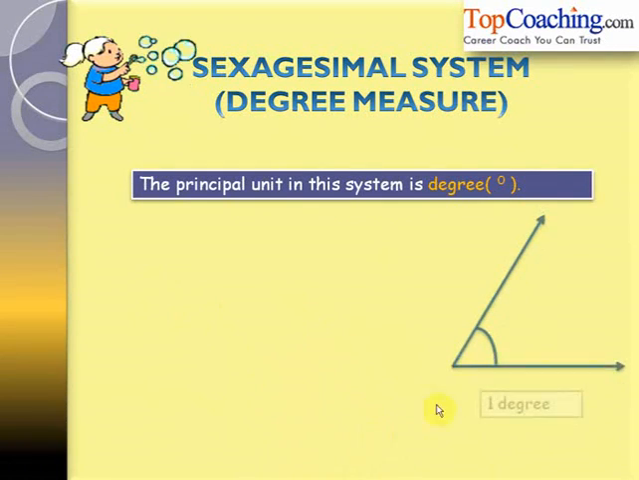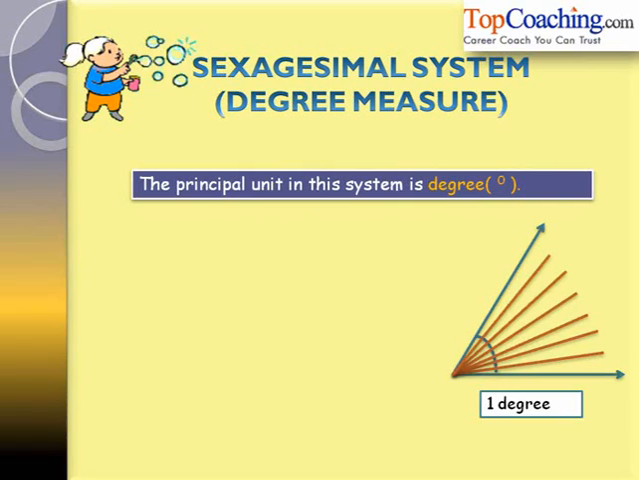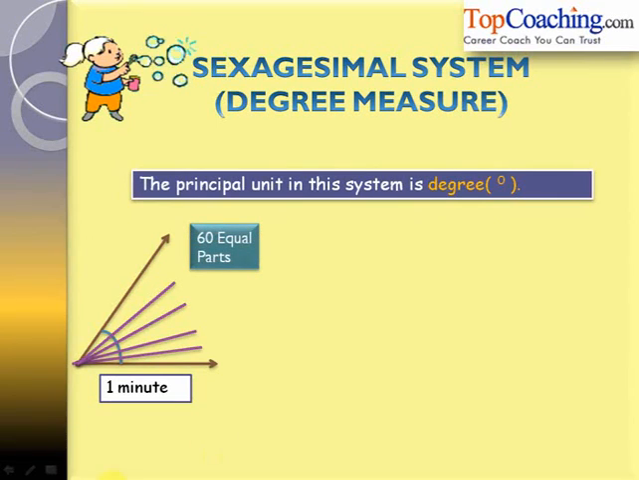Now again we consider this 1 degree. Let us say that this represents 1 degree, and again we start dividing this 1 degree into 60 equal parts. Then we get 1 minute. So 1 degree is divided into 60 equal parts, and each of these 60 equal parts is called 1 minute. Now again we take this 1 minute. Let us say that this represents 1 minute, and again we start dividing this 1 minute into 60 equal parts, and thus what we get is every equal part is equal to 1 second.